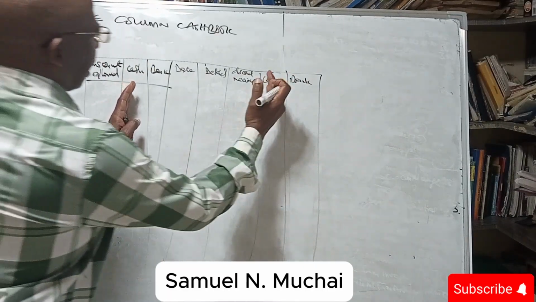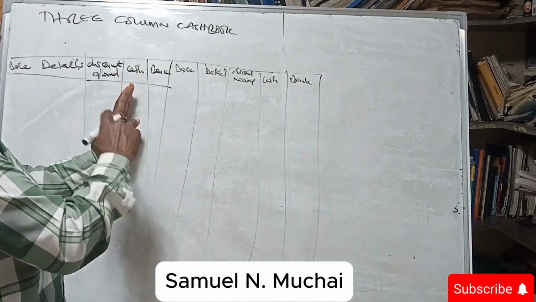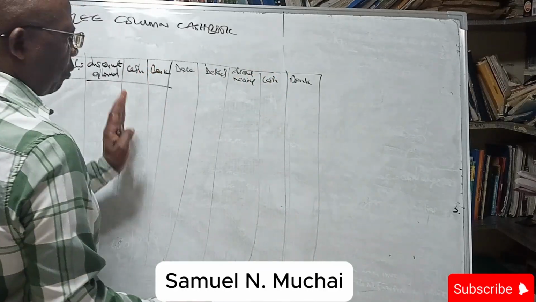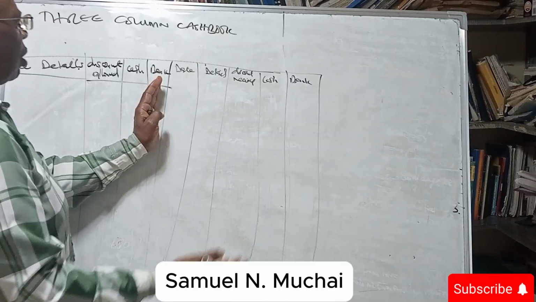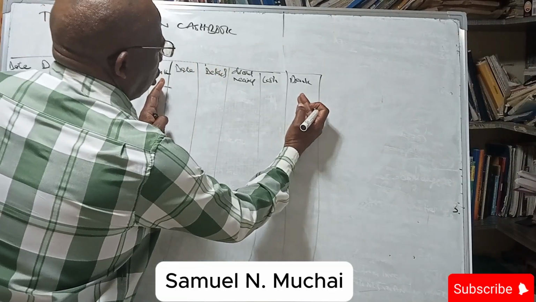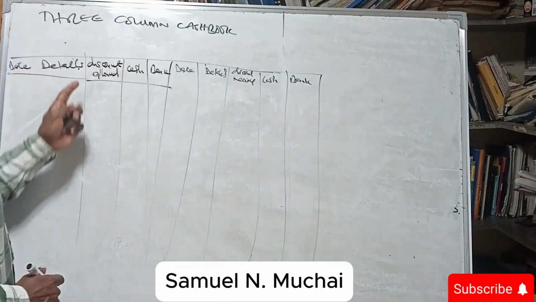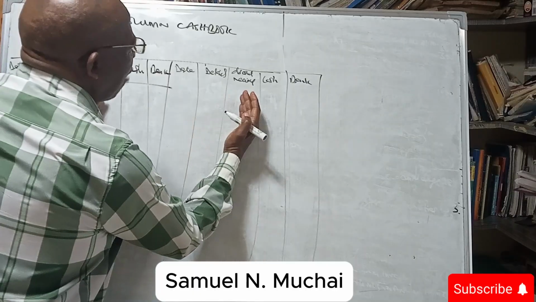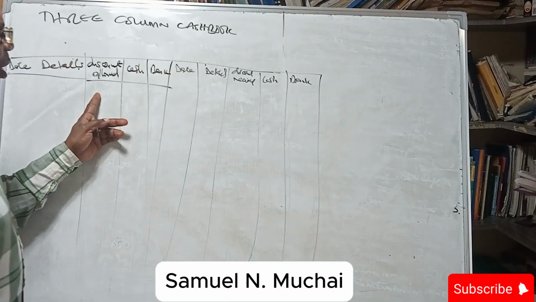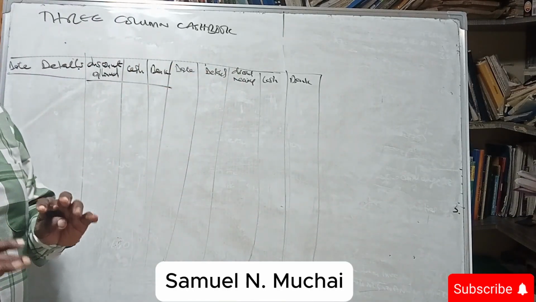This cash column records the money received, and this column records the money paid in terms of cash. This column records the money received in terms of cheque through the bank, and this column records the money paid through the bank as a cheque. But this and this have no relationship. Never forget that. Discount allowed and discount received have no relationship.